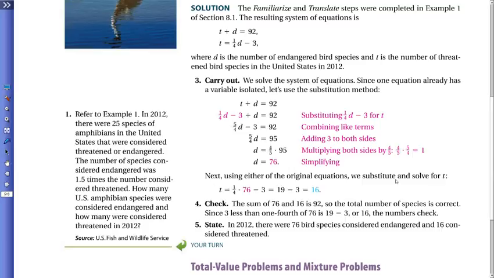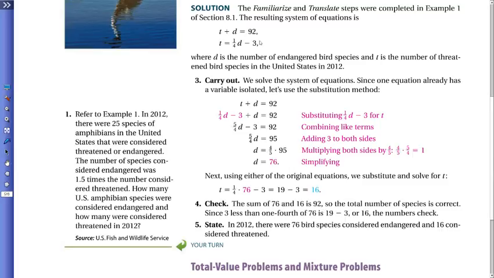Well, next we would go to either one of the originals. This one's a good one because I want to find out what t is equal to. Well, all I have to do is put a number in here for d and do the math, and I'm going to have a value for t, which will be 16. Then it says check. So the sum of 76 and 16 is 92.